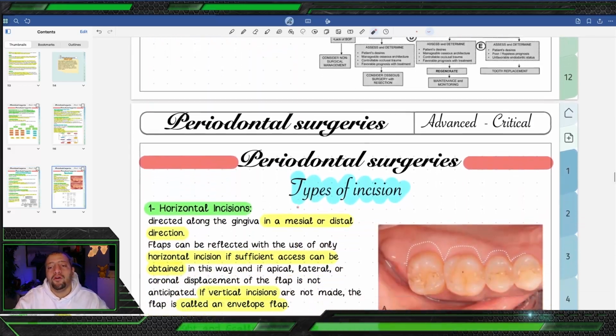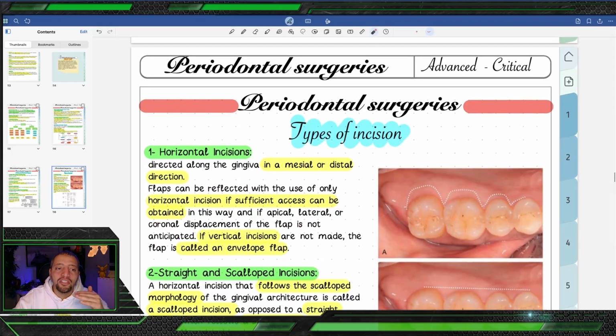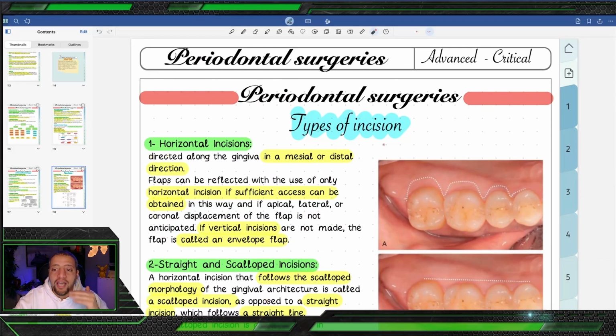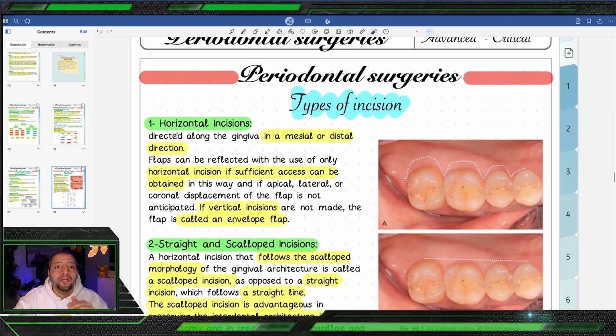Okay, before we start any surgery, we should understand the type of incision, how we are going to cut our gum. So we have horizontal incision, and we have straight and scalloped incision. Most likely in periodontal surgery, we don't need access to the bone here. We are not going to do an apicectomy, we are not going to do extraction here. So most likely in periodontal surgery, we are going to use only horizontal incision, no vertical releasing incision.